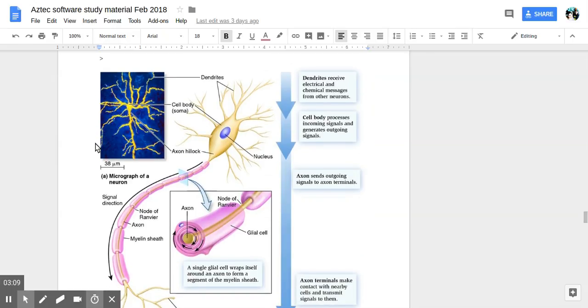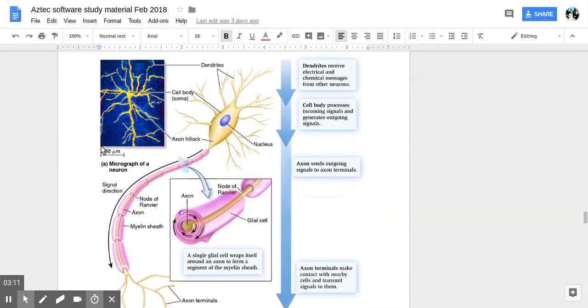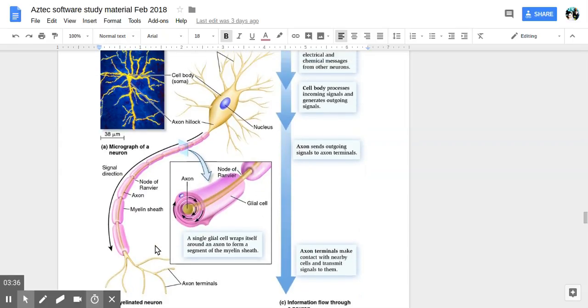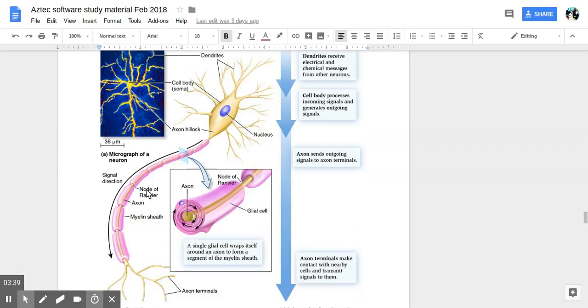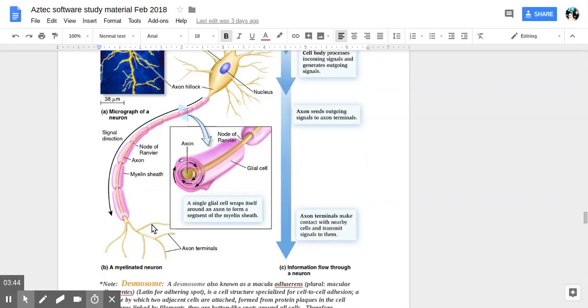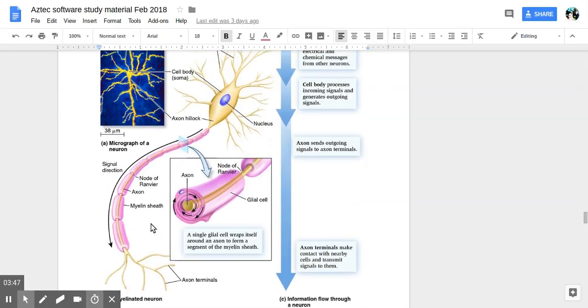A diagram showing parts of these cells. So the dendrites extending out of the cell body, or the soma, and the axon hillock. That's showing the neuron, and an animation, with the nucleus in the middle. So we have the axon, myelin sheath, and axon terminals. It says a myelinated neuron.